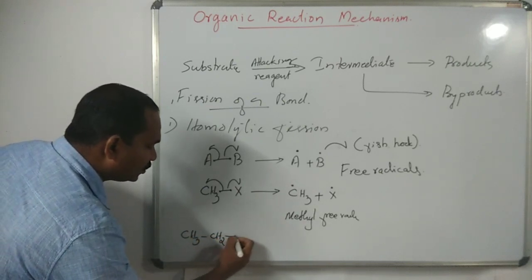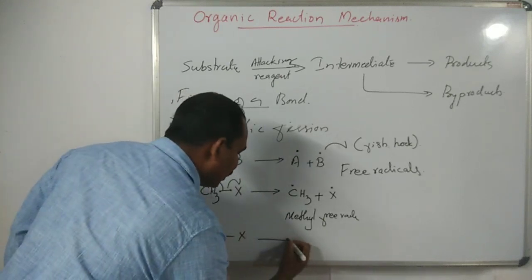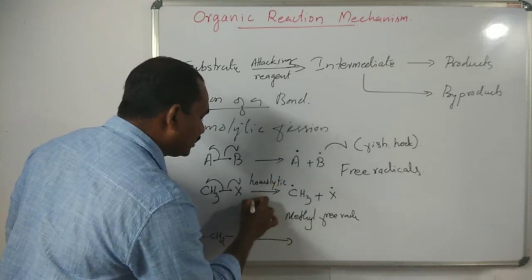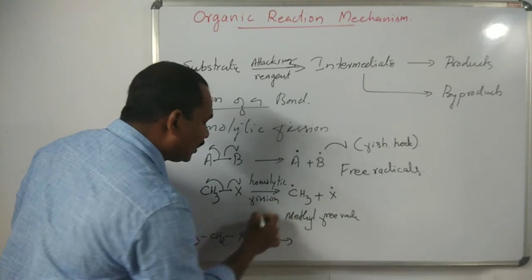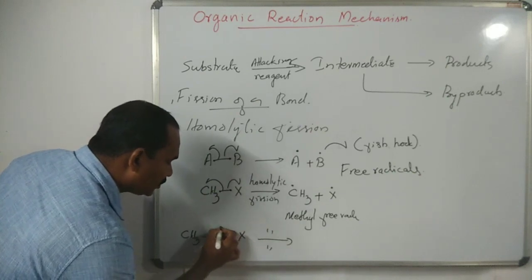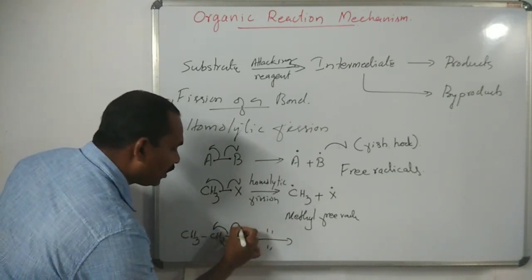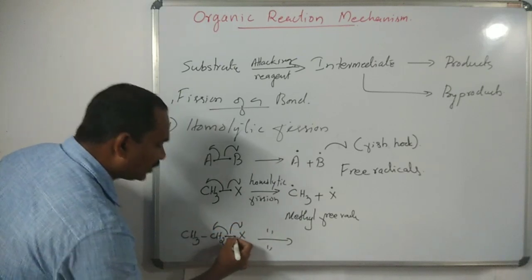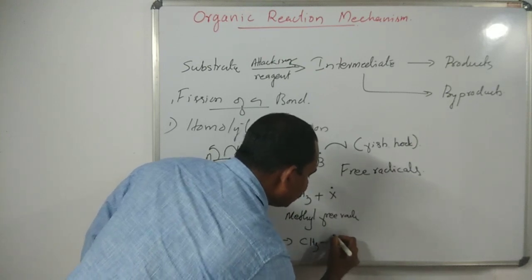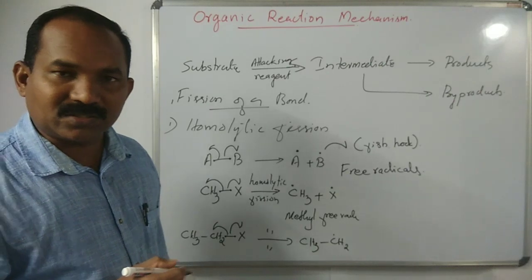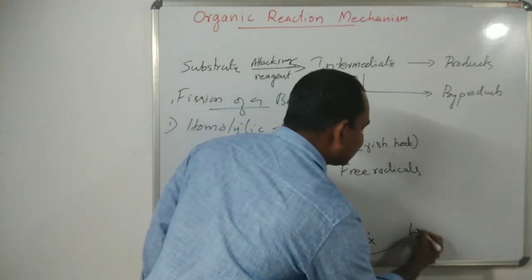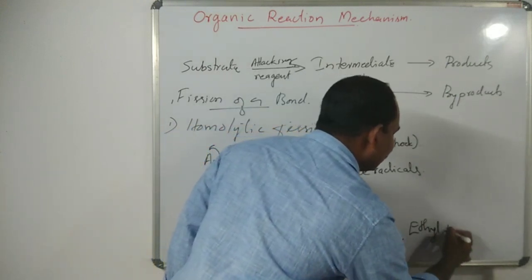CH3CH2X. The bond undergoes homolytic fission. So here also homolytic fission takes place. What happens? The electron is taken by this carbon atom and the halogen takes its electron. So we get CH3CH2 free radical plus X free radical. And this is the ethyl free radical.